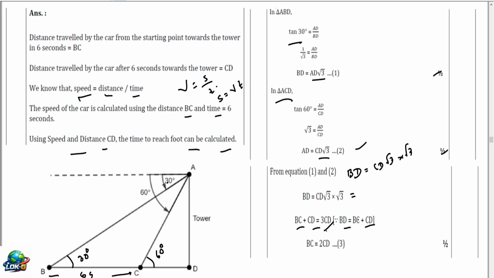Therefore, BC is equal to 3CD minus CD. Take CD to the right, because plus CD becomes minus CD. 3CD minus CD becomes 2CD. Therefore, BC is equal to 2 times CD. You will get half marks for it.